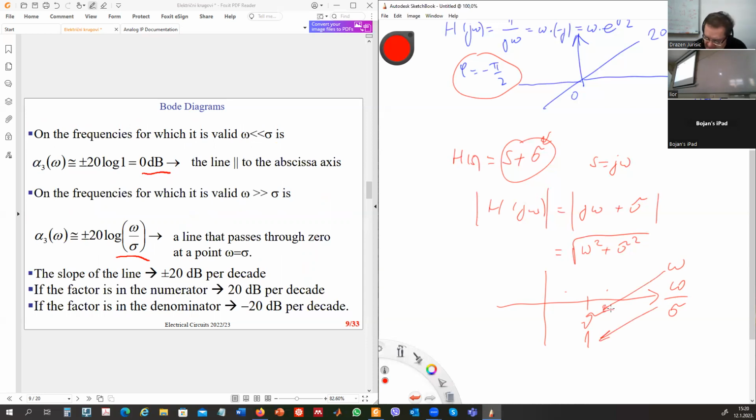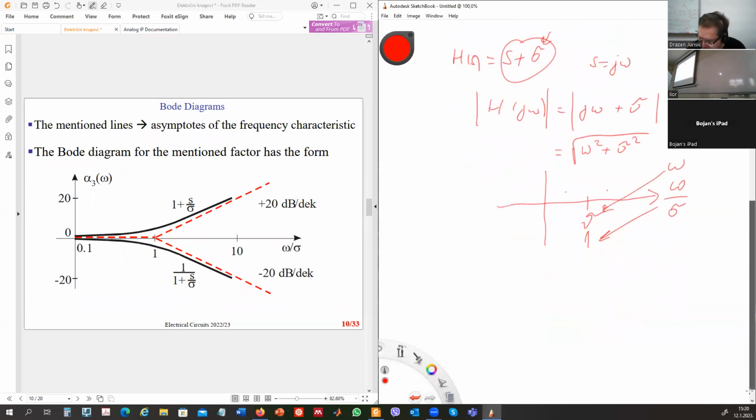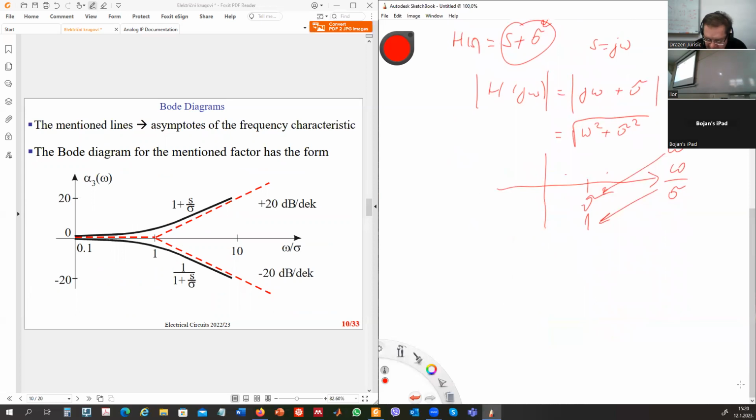Okay, then we want to plot it. This is how it looks like. This black is the real one, and this dashed red line is how it looks if we make the asymptotic approximation. So now we learned how to plot the Bode diagram of the two important ones: one is s and one is s plus sigma.